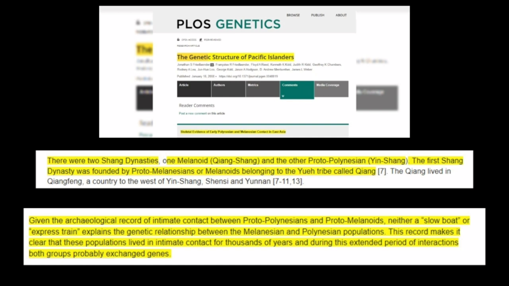The first Shang dynasty was founded by Proto-Melanesians or Melanoids belonging to the Ye tribe called Quang. Given the archaeological records of intimate contact between Proto-Polynesians and Proto-Melanoids, neither a slow boat nor an express train explains the genetic relationship between the Melanesian and Polynesian populations. This record makes it clear that these populations lived in intimate contact for thousands of years, and during this extended period of interaction, both groups probably exchanged genes.